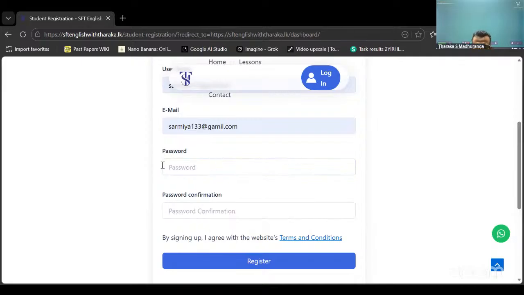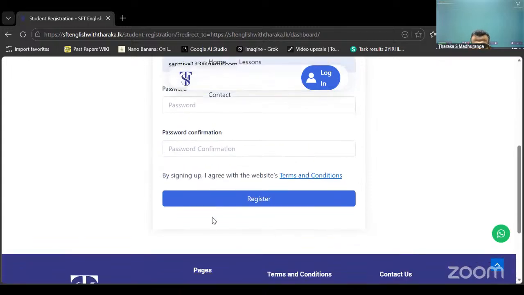Always try to enter strong password. Then you can again confirm your password. Then you can enter register button. Then you can create an account. This is a method you can create account in our website.